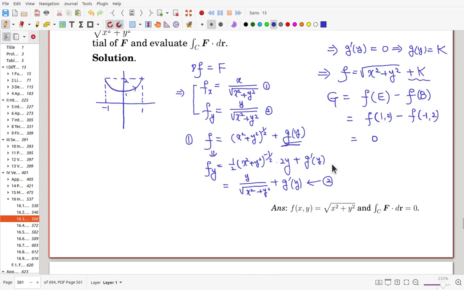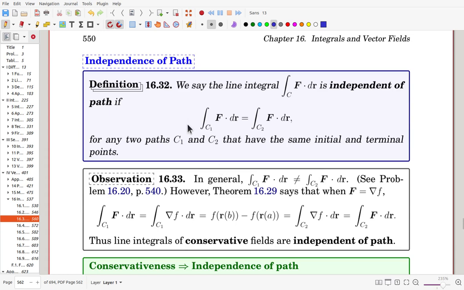Okay, let's move on. We define the independence of a path. In this definition, we say the line integral is independent of a path if the line integral along C1 and C2 are the same when C1 and C2 have the same initial and terminal points. Once beginning points and end points are the same, then independently of the path, the result is the same, depending only on beginning and terminal points. Then in this case, the integral is independent of a path. That's the definition.